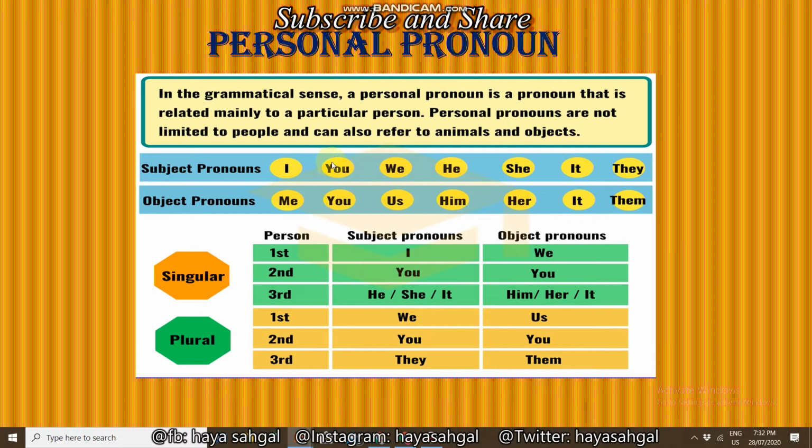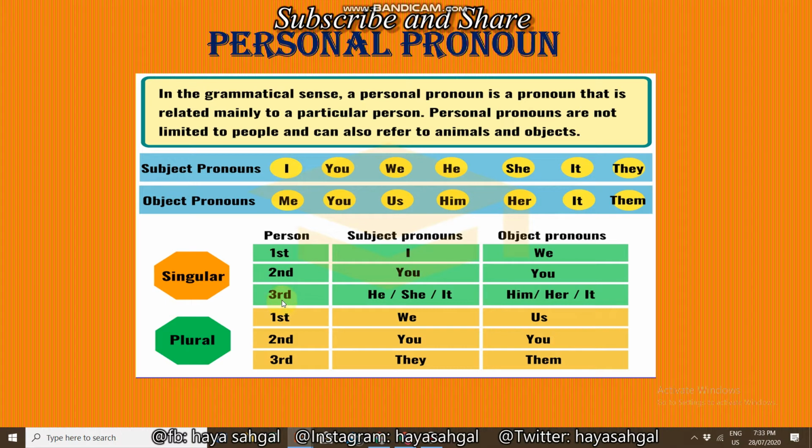Personal pronouns, here it's in detail. The subject pronouns, as we have already read, are I, you, we, he, she, it, they, and the object pronouns are me, you, us, him, her, it, them. So a subject pronoun will replace the subject that will be in the beginning of the sentence, the someone who is doing something in the sentence, and object pronouns are at the end of the sentence, and will replace the object.